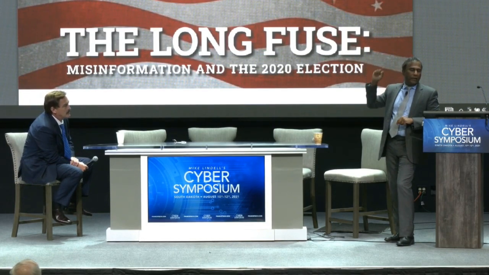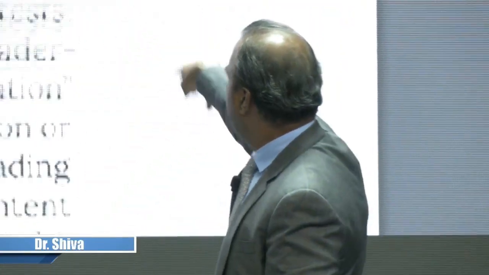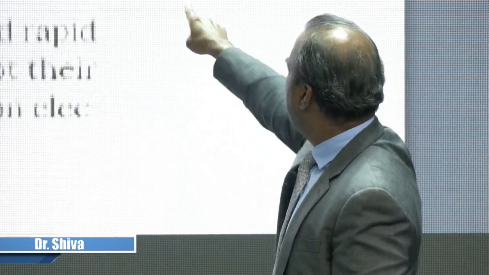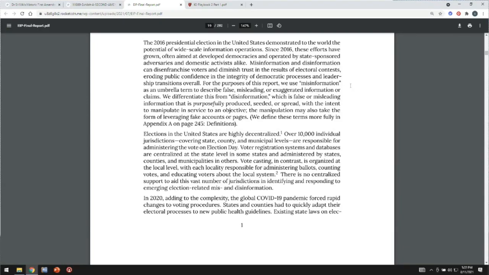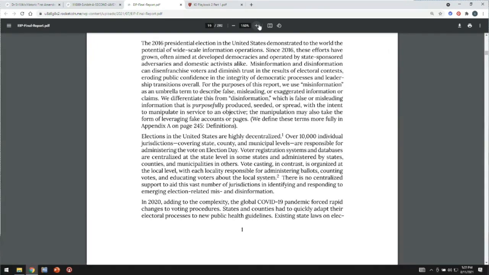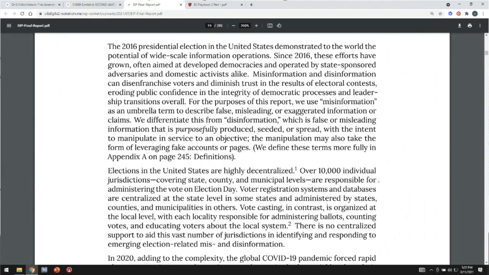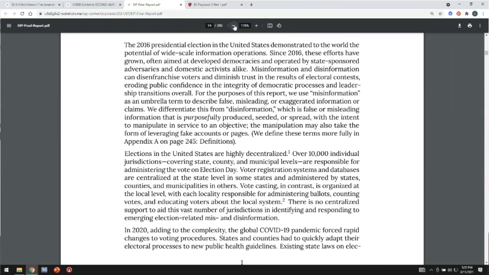So, Doug, go to that page I wanted to show you. Now, this report, Doug, go down to that page with the First Amendment. Stop right there. I want everyone to read this. Elections in the United States, these guys are upset that America is a decentralized country. They are upset we have the First Amendment. They say it in black and white. It says, elections in the United States are highly decentralized. Isn't that the way they're supposed to be?